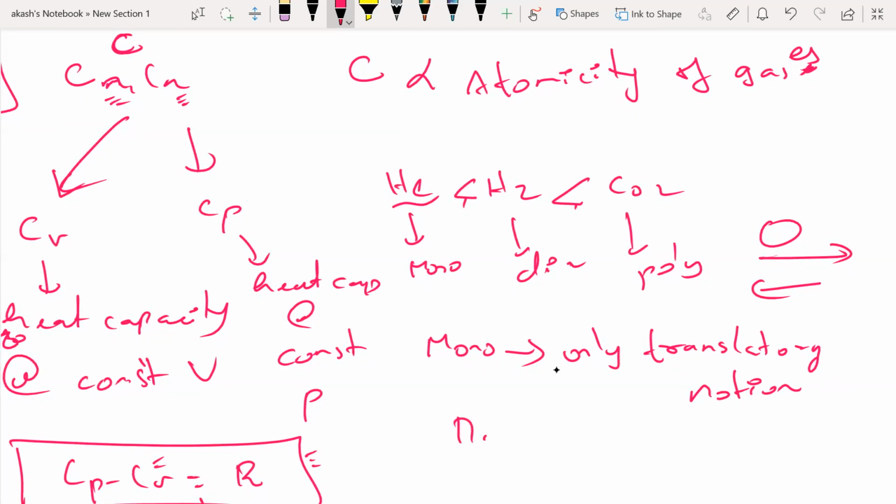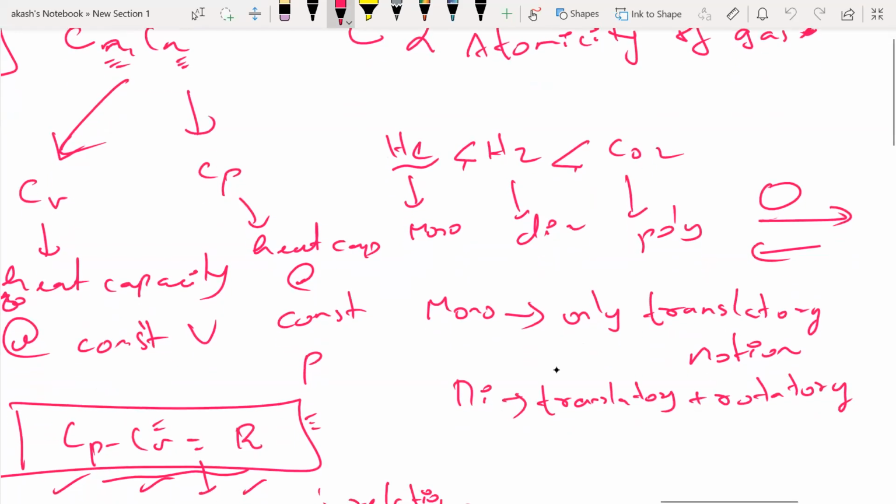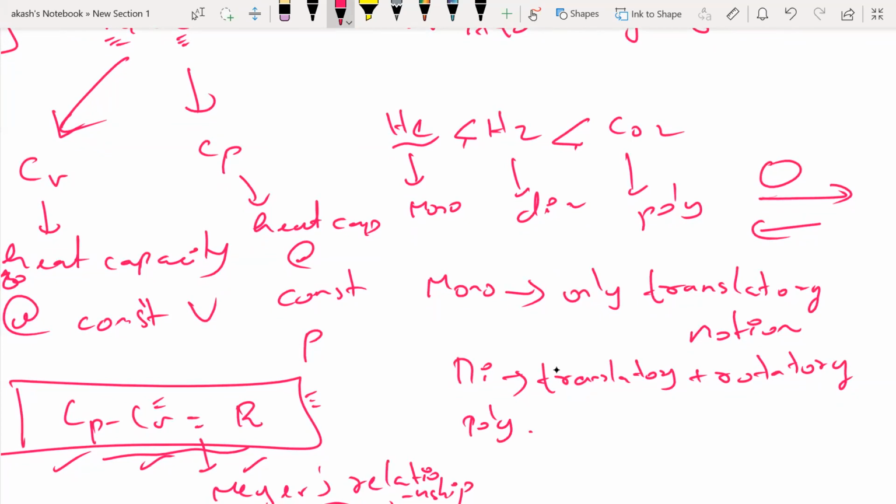Okay, and when you go for a diatomic gas, they can have translatory motion and also rotatory motion. And if you go for any gas which is polyatomic, they can have all three types of motion, that is translatory motion, rotatory motion, and also vibratory motion, right? You know what is rotation? Rotation is going around in circles. Translation is moving in a straight line. Vibration means the molecule is going to vibrate like this.